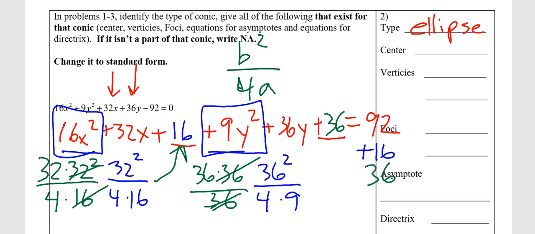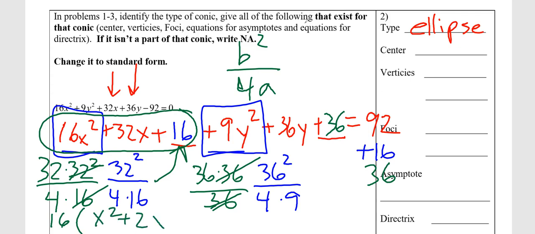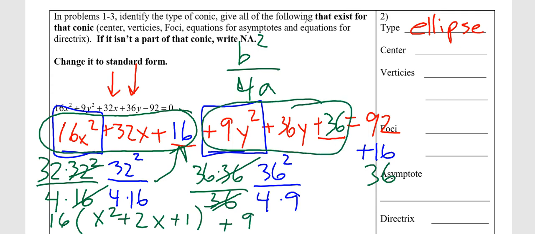So, what are you going to pull out of these three? 16. I'll write that at the bottom here. That's x squared plus 2x plus 1. And what are you going to pull out of these three terms? I'm going to pull out a 9. Good. And 92 plus 16, what do we got? 108. Oh, that is 144. Nice. Okay, then you would factor. And then your last step would be divide by what number? 144. Okay, I'll leave that one into your capable hands.